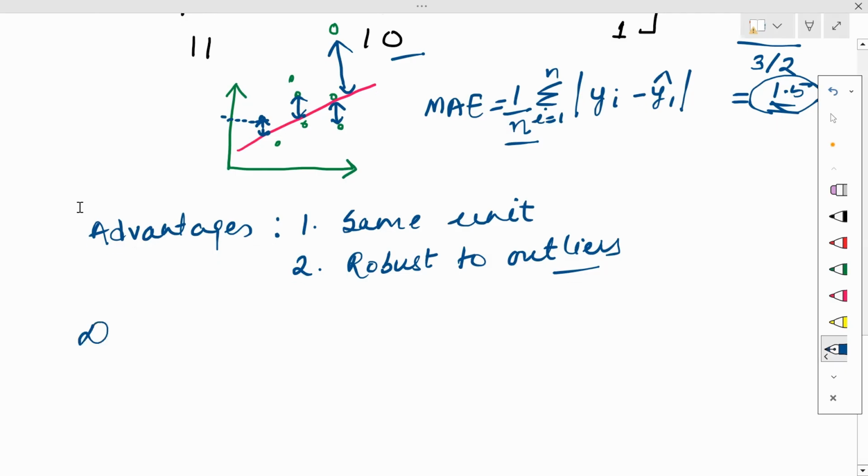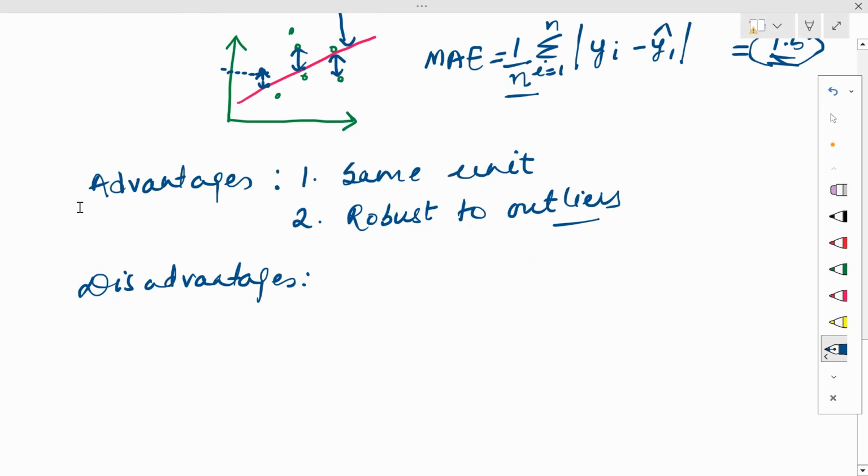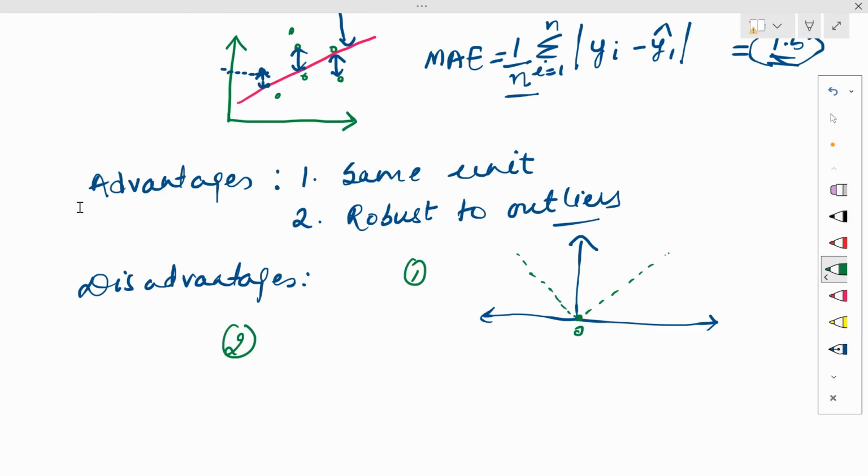Let's talk about disadvantages of this. The major disadvantage of MAE is that its loss function is not differentiable. So the loss function for MAE looks something like this. So we can see here at 0, it's not possible to differentiate the function. At other places also, differentiation is done in steps. So the optimization is a complex process. The other disadvantage is that because this loss function is not differentiable, the convergence takes more time.